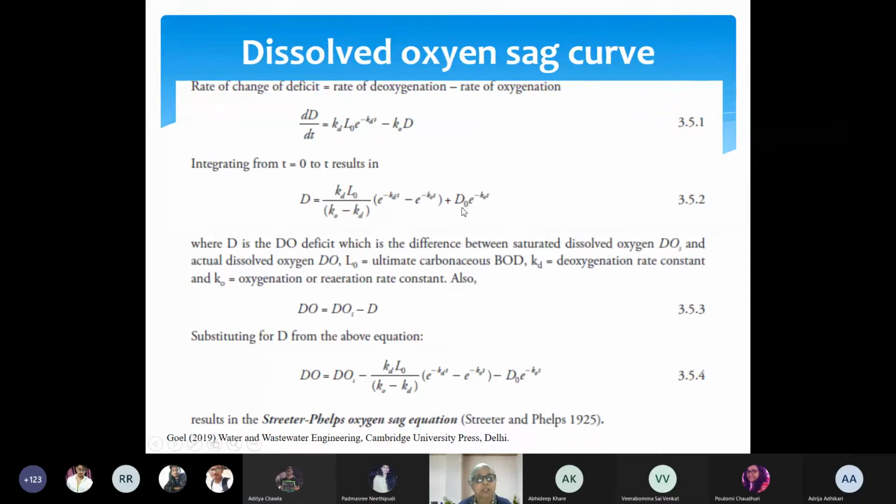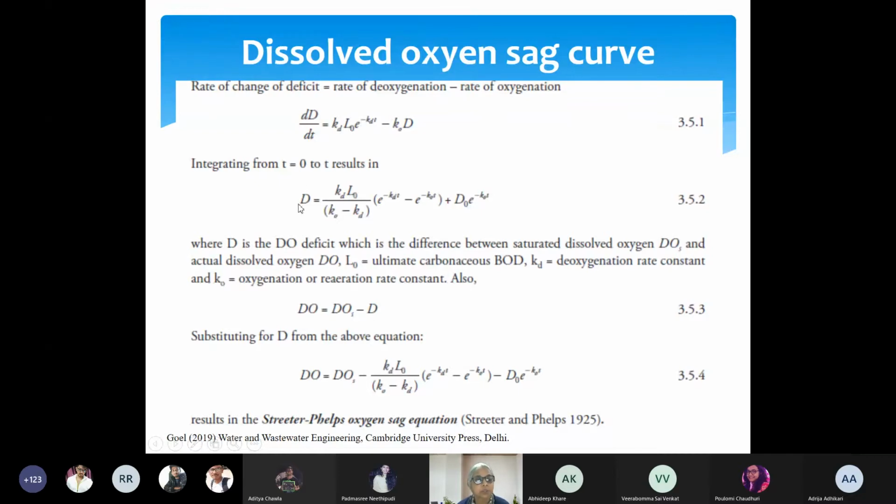So this is the initial deficit. Remember, it's a first order reaction. We are assuming it's a first order reaction. D0 e to the power minus Ko, O for oxygenation, not zero, Ko for oxygenation or reaeration, times T, T being the same for both of them. So that takes care of the whole thing.